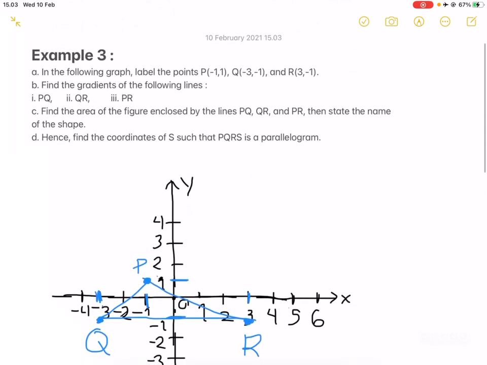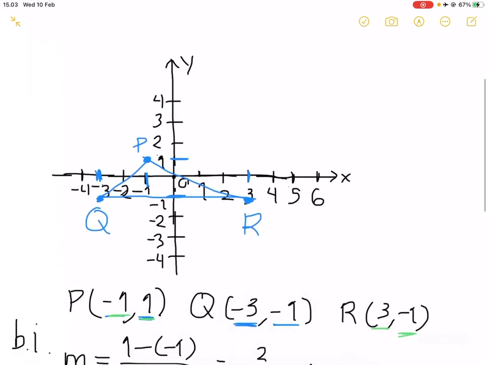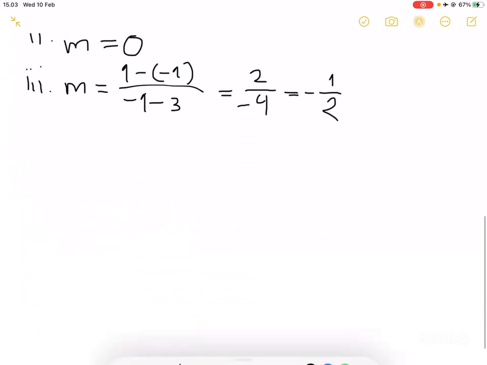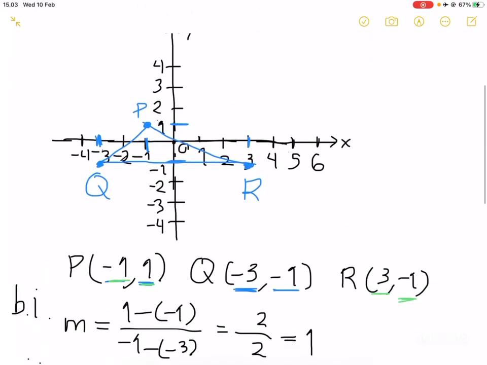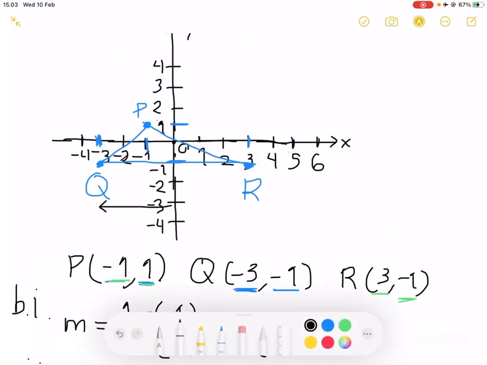Part C, find the area of the figure enclosed by the lines PQ, QR, and PR. Then state the name of the shape. And if you notice that I said something about triangles, yes, PQR is indeed a triangle. And remember our formula for a triangle. So the area will be 1/2 times our breadth times height. For our breadth, we're going to take line QR as our breadth.